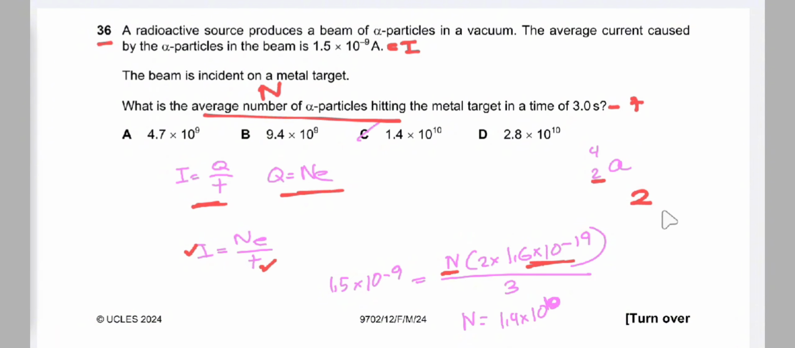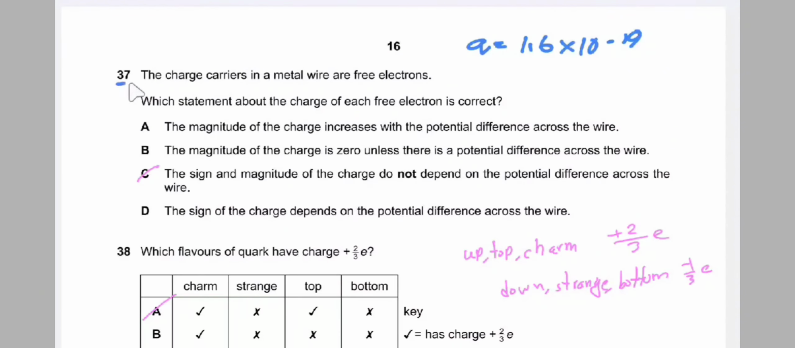One proton or one electron has a charge of 1.6 into 10 to the power minus 19 coulomb. So two protons have a charge of 1.6 into 10 to the power negative 19 into 2. This is the overall charge of an alpha particle, and after solving we get the value of N as 1.4 into 10 to the power 10 as the number of alpha particles.